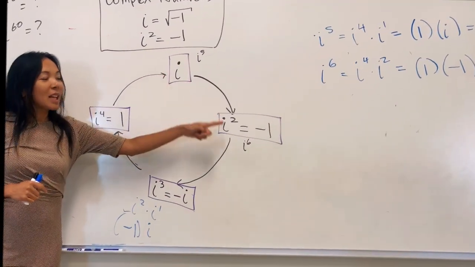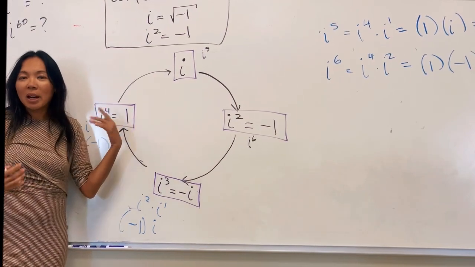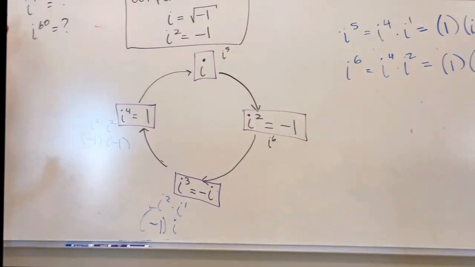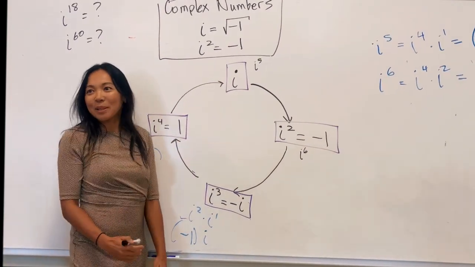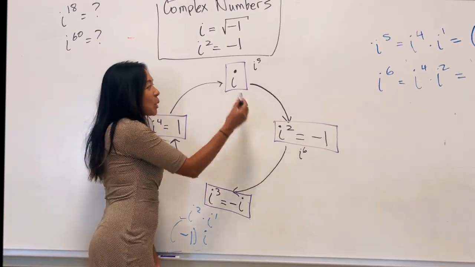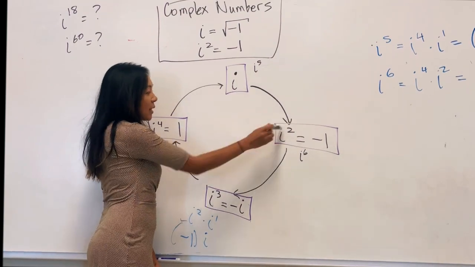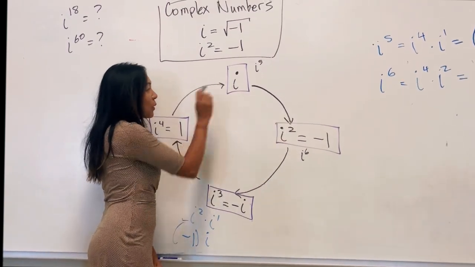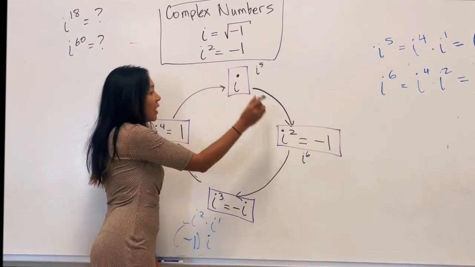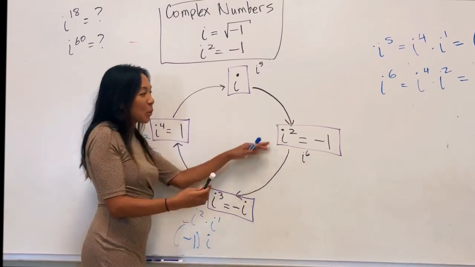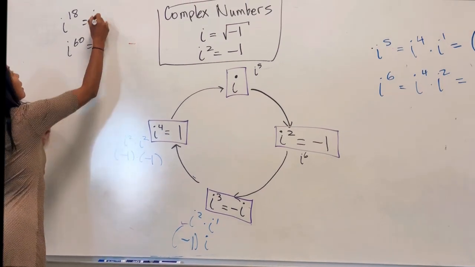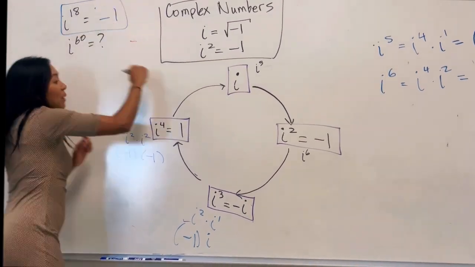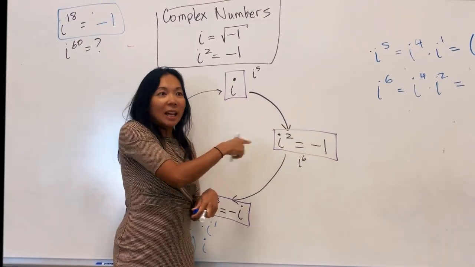Instead of taking these steps, if I was teaching my elementary school kids, I would say i to the 18th, go around the circle 18 steps and find your answer. So we go 1, 2, 3, 4, 5, 6, 7, 8, 9, 10, 11, 12, 13, 14, 15, 16, 17, 18. So we know that i to the 18th is going to equal negative 1 because we went around the circle 18 steps.